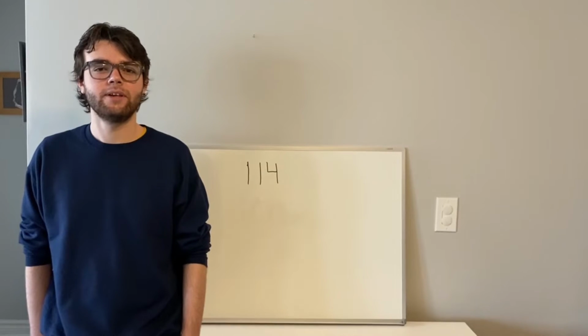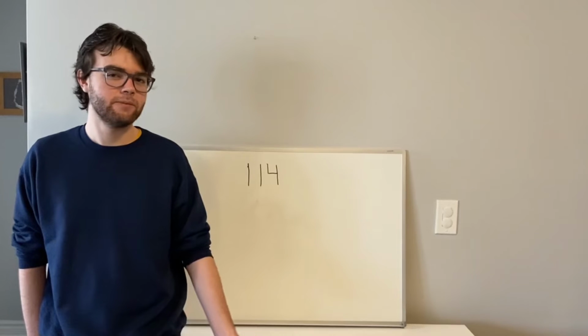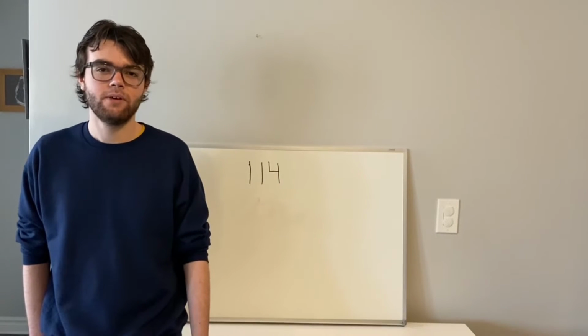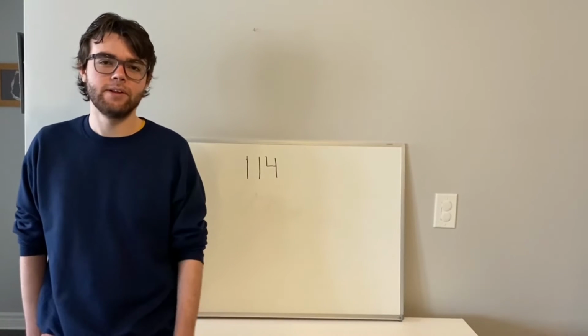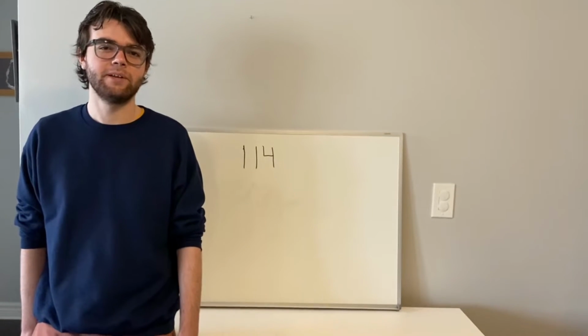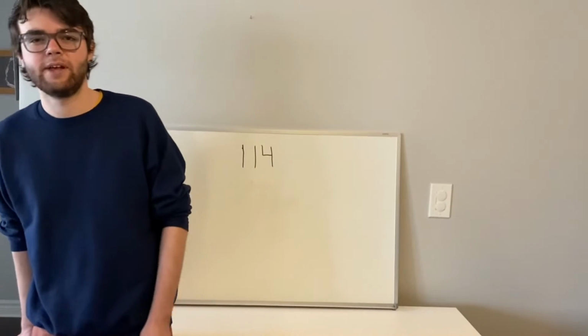Next, we're going to learn a really helpful trick to tell when a number is divisible by 3. What you want to do is add together all the digits of the number, and if their sum is divisible by 3, then the number is divisible by 3.